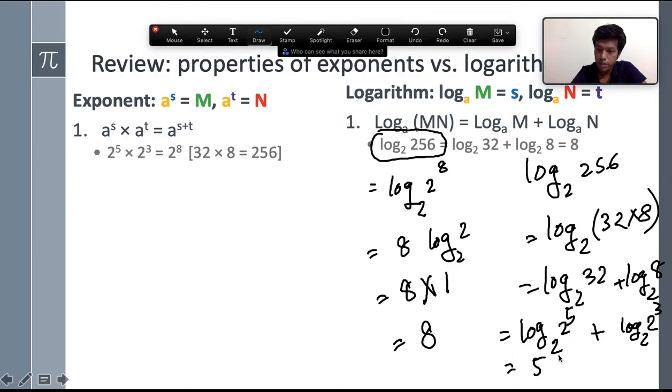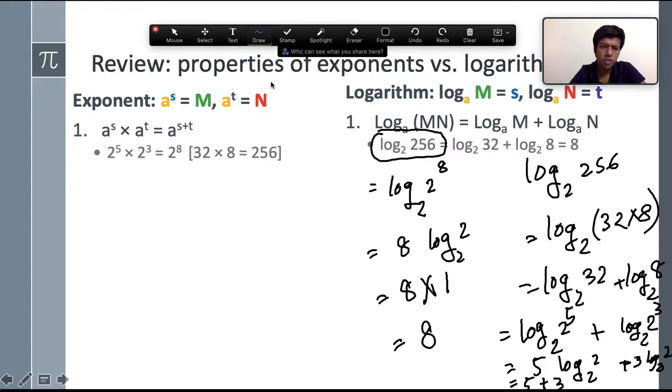So this 5 will come to this side, so log base 2 of 2 will be here. Then this 3 will come to this side, and log base 2 of 2 will be here. Then see, log base 2 of 2 equals 1, so 5 plus 3 remains. 5 plus 3 equals 8. So basically this equals 5, plus this equals 3, and 5 plus 3 equals 8. This is how this formula works here.